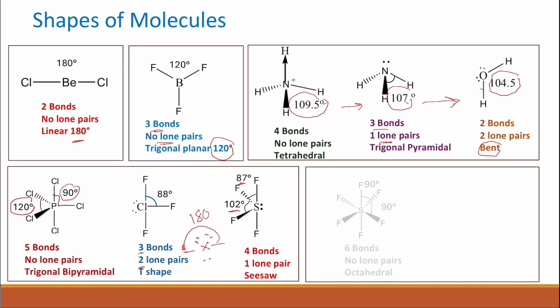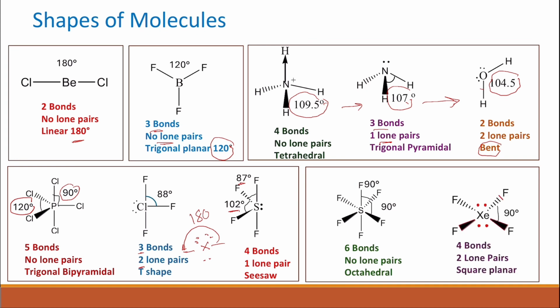And then finally, if we have six pairs, we could have six bonds and no lone pair. It's going to be octahedral and the bond angle is 90. And we could have four bonds and two lone pairs. It's going to be square planar and the bond angle is going to be 90.